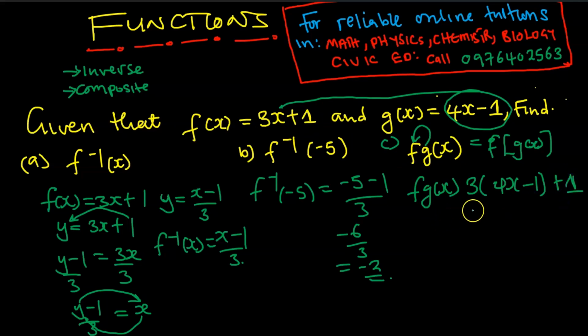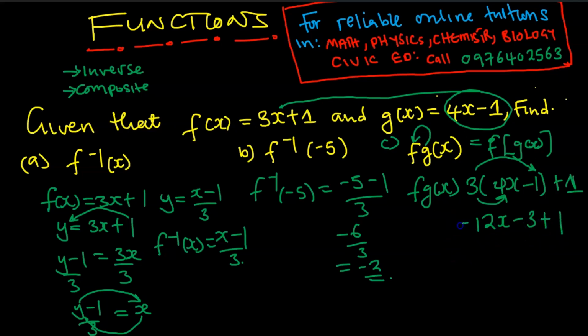Okay, so what are we going to do? We open the bracket at this point. So multiply this 3 and also 3 multiply negative 1. So 3 multiply 4x, 3 multiply negative 1. Right. So we're going to have 12x minus 3 plus 1.